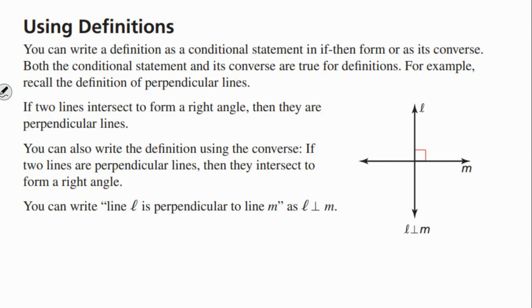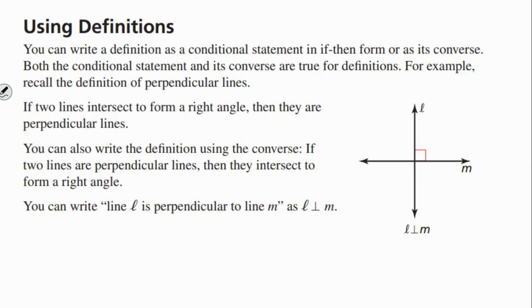The first thing we can do is start looking at definitions. You can write a definition as a conditional statement in if-then form, or you can write it as its converse. Both the conditional statement and its converse are true for definitions. For example, recall the definition of perpendicular lines. If two lines intersect to form a right angle, then they are perpendicular lines. You can also write the definition using the converse. If two lines are perpendicular lines, then they intersect to form a right angle.